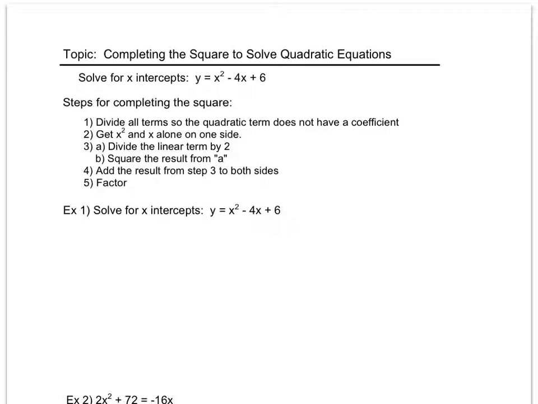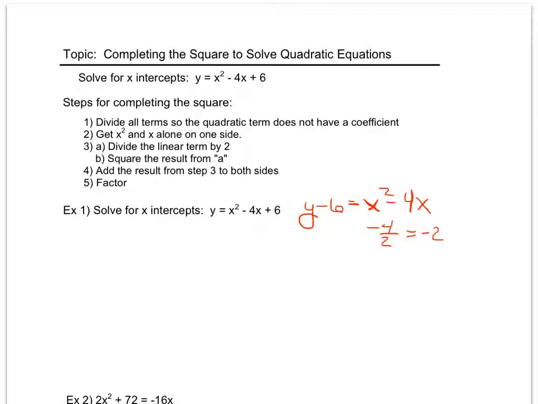If I take the rest of these steps and apply them to example 1 here, using that same equation that we saw up here, I notice on this example I can skip step 1 since x squared has a coefficient of 1. The next thing I'm going to do is get x squared and x alone on one side. So I'm going to do that by subtracting 6, giving me y minus 6 equals x squared minus 4x. The next thing I'm told to do on step 3 is take my linear term and divide it by 2.